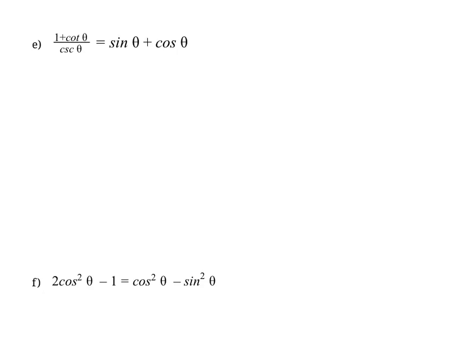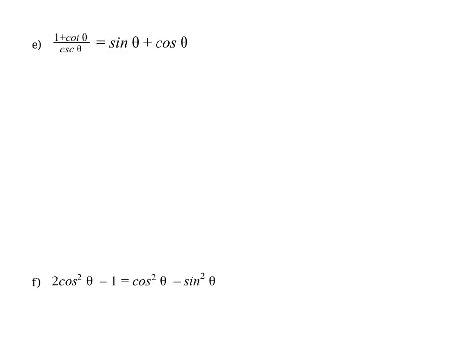Let's take a look at our next example. So we have (1 plus cotan theta) all over cosecant theta is equal to sine theta plus cos theta. At this point, you should try to work these out on your own and then come back to the video. And if you get stuck, try to use some of the strategies that I've suggested. But they're not the only way to solve or prove these trig identities. There's lots of different ways to do it.